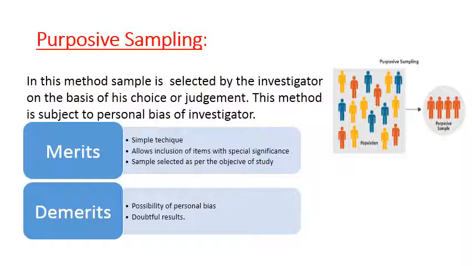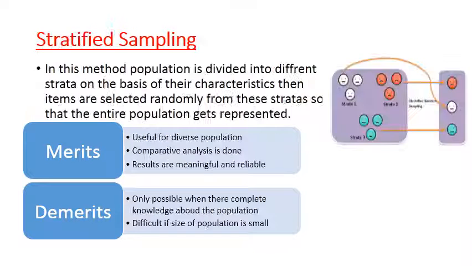So that is purposive sampling. It is a simple technique and allows inclusion of items with special significance. If there is special significance to the items, the investigator may select those items, and the sample is selected as per the objective of the study. The investigator selects the sample which satisfies his goals. But the demerits of this method are the possibility of personal bias and doubtful results. When there is bias, there will be doubtful results. Remember this.